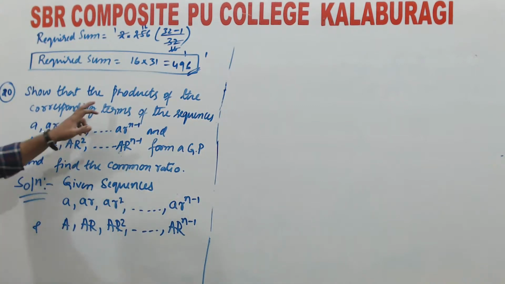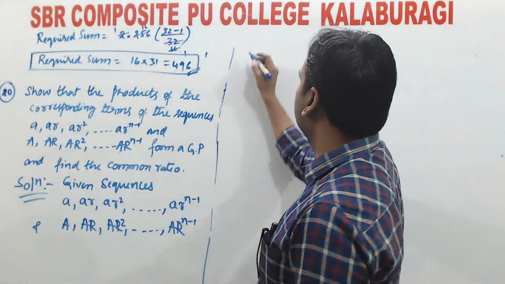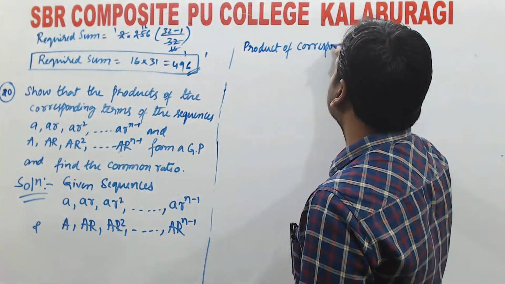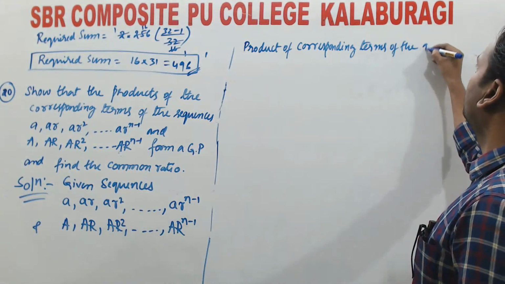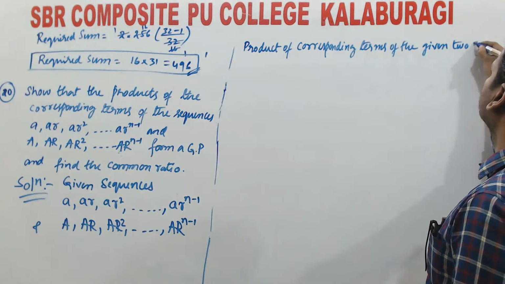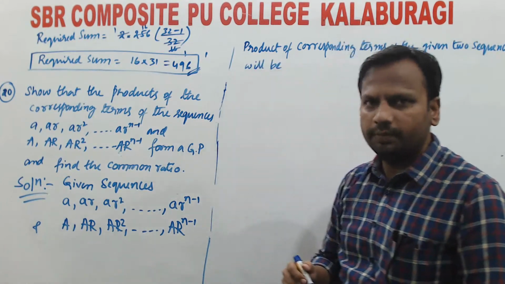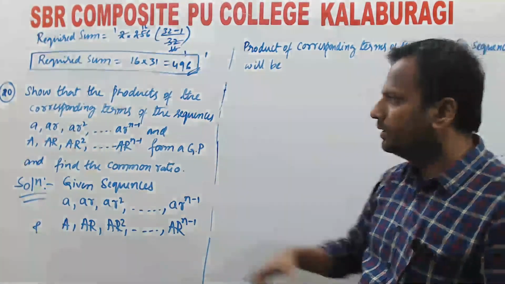Now what should I do? They are saying that if I multiply these two sequences term by term, again it forms a GP. That I should show. Now the product of corresponding terms of the given two sequences will be what? Let us multiply.